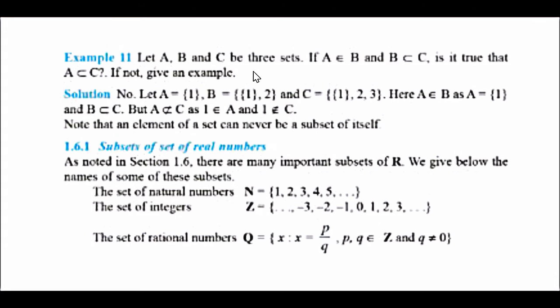Then A, B, C are three sets. Say A belongs to B and B is a subset of C. Is it true that A is a subset of C? If not, give an example. So the answer is no.